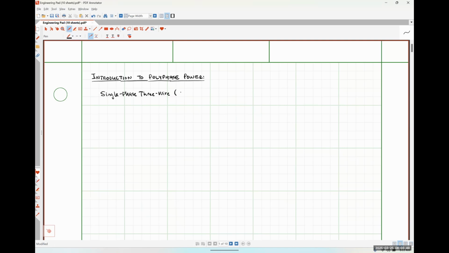I'm going to use this abbreviation 1, and then I think that's a Greek letter phi for phase, dash 3W for three-wire systems. So, single-phase three-wire systems are the type of electrical distribution network that is used in most residential buildings. It's also used in a lot of commercial buildings, and you may see it out in the street as well.